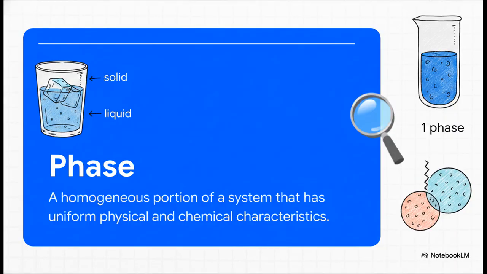So let's get a formal definition. A phase is a homogeneous portion of a system that has uniform physical and chemical characteristics. Basically, it has clear boundaries. For example, ice and liquid water are chemically identical, right? They're both H2O, but they are physically distinct. One's solid, one's liquid. That makes them 2 completely separate phases. If you mix 2 things and they form a single, uniform substance with no clear boundaries, you've got 1 phase. But if there are boundaries with abrupt changes in properties, boom, multiple phases.